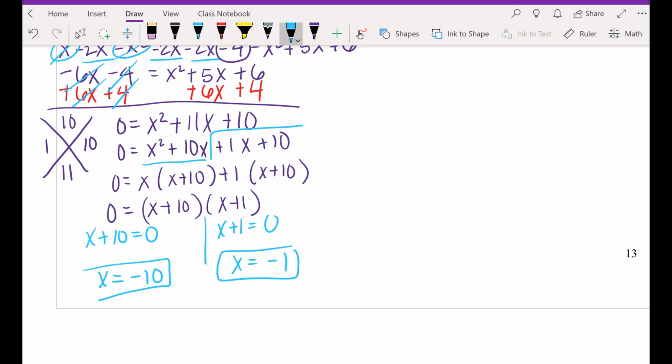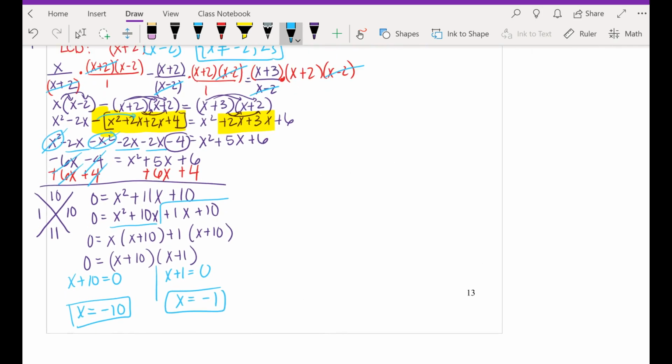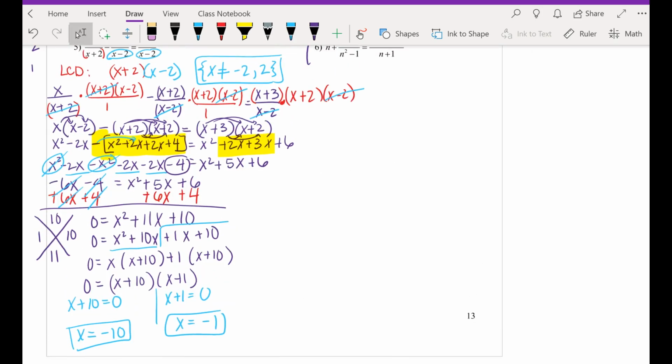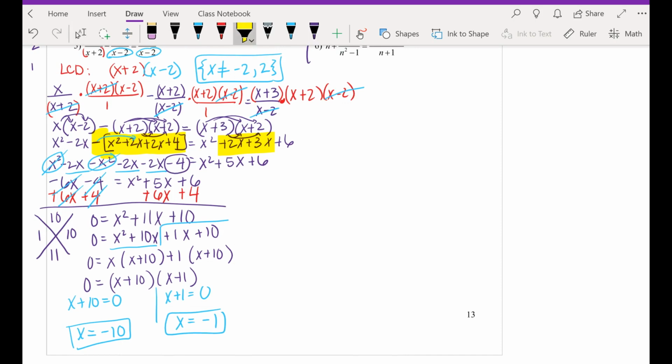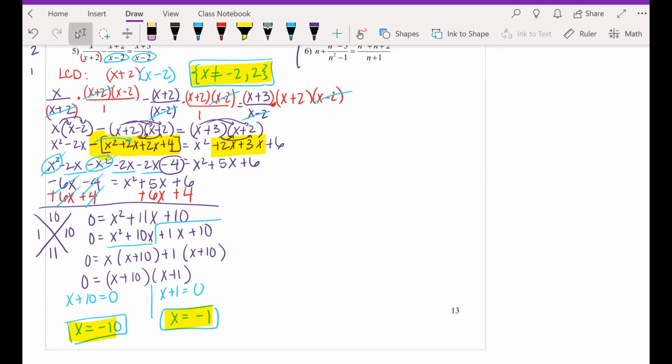Well, let's go check our restrictions again and make sure we can keep both. Where were the restrictions written? Okay, the restrictions were all the way up here. We can keep both because the restrictions were that x can never be negative or positive 2, but we found x at negative 10 and x at negative 1, so we are good. We can keep both answers.